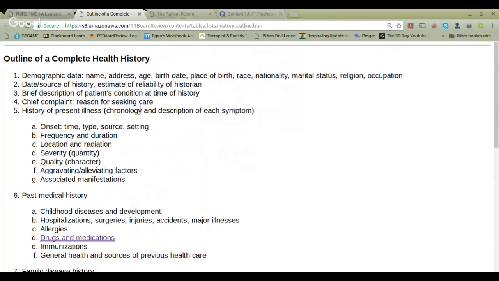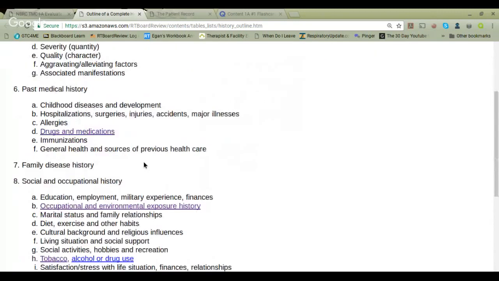chief complaint, the reason for seeking medical care, present illness, chronology, and description of each symptom. Onset, the time, the type, and the source and setting that the illness started. Frequency and duration, location and radiation, severity, quantity, quality, character, aggravating or alleviating factors, associated manifestations, history, childhood diseases and development, hospitalization, surgeries, injuries, accidents, and so on.